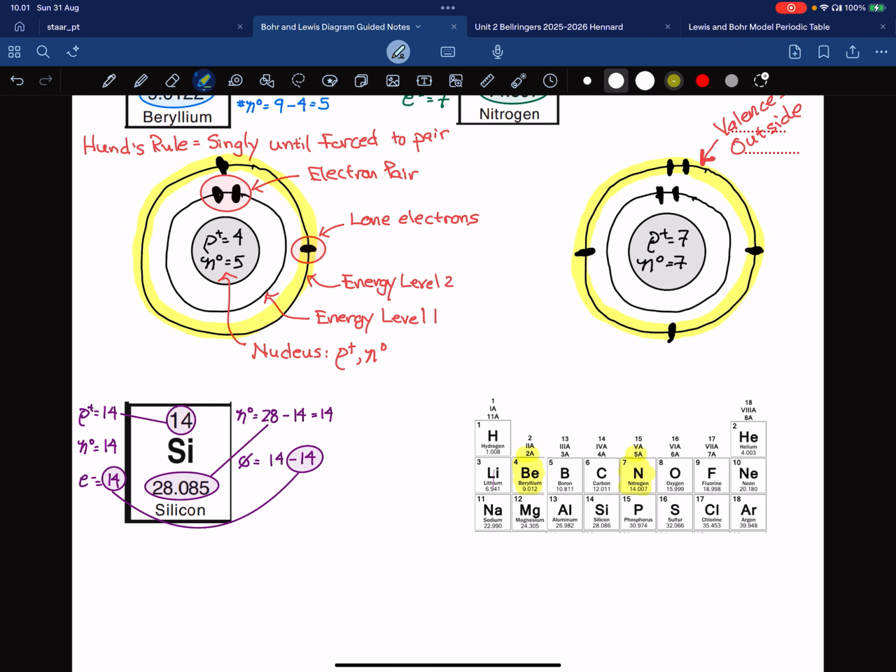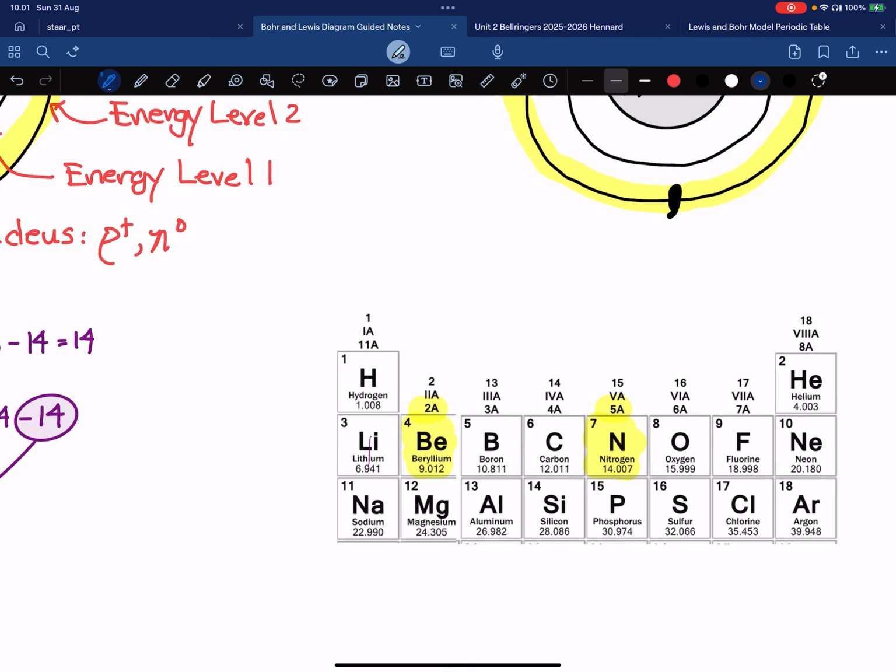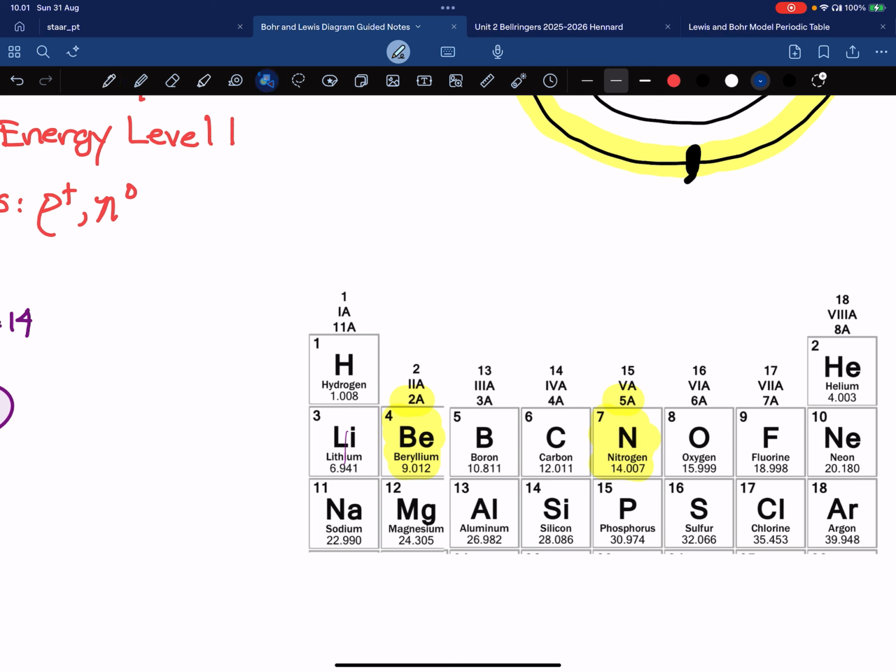So what this is telling us is that these group numbers, 1, 2, 3, 4, 5, 6, 7, 8, those group numbers are the number of valence electrons.